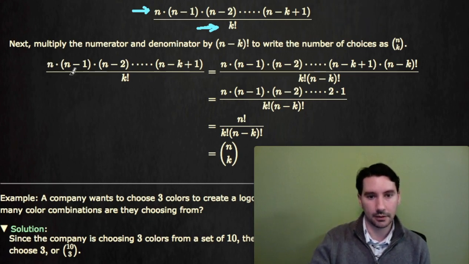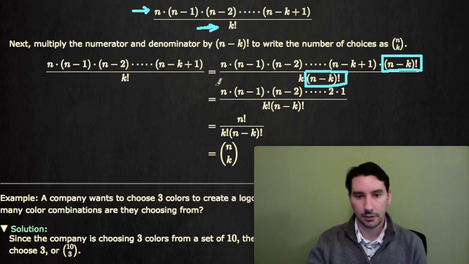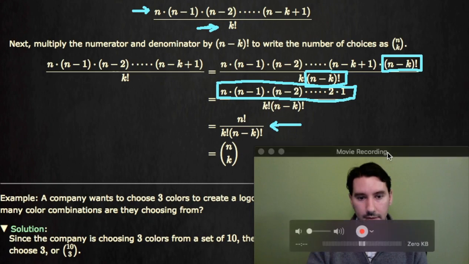We have this product of n to n minus k plus 1 over k factorial. What we're going to do is multiply by n minus k factorial on the top and bottom. On the top, what we're multiplying is n times n minus 1 all the way down to n minus k plus 1. But then n minus k factorial would also include n minus k times n minus k minus 1, and so on down to 3 times 2 times 1. So this actually just ends up being the product n all the way down to 1, and that is n factorial. And that's how we get this, which by definition is n choose k.